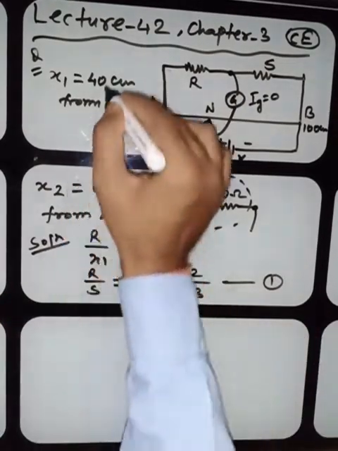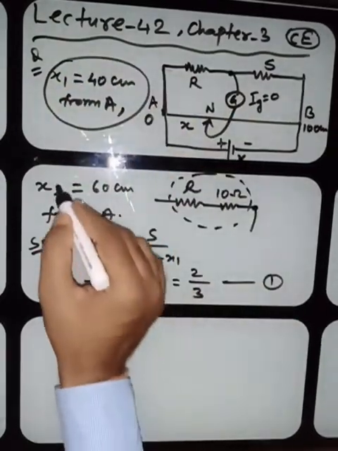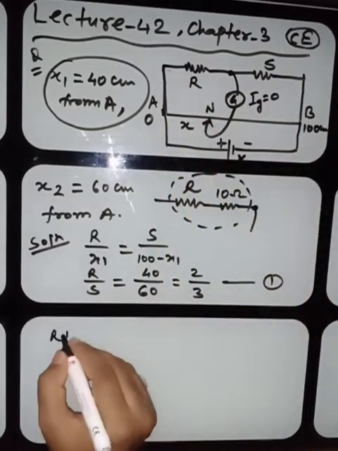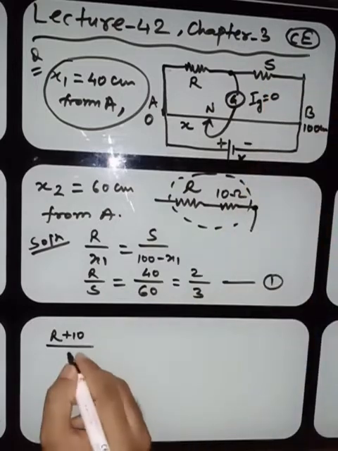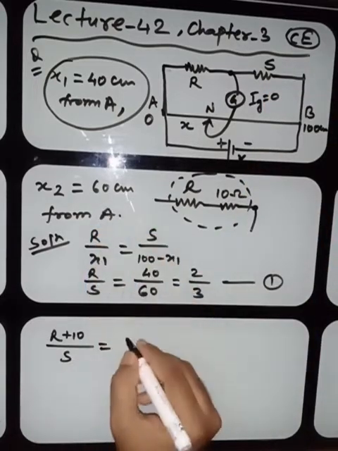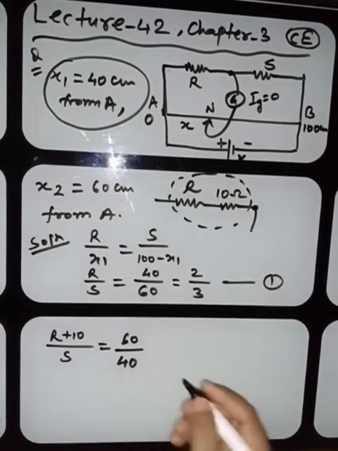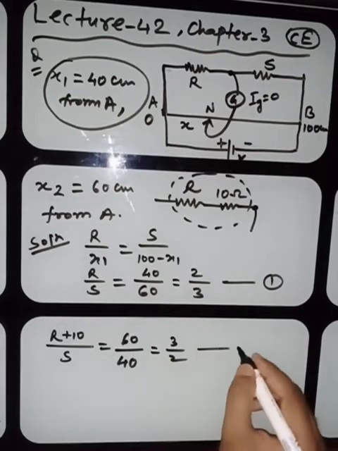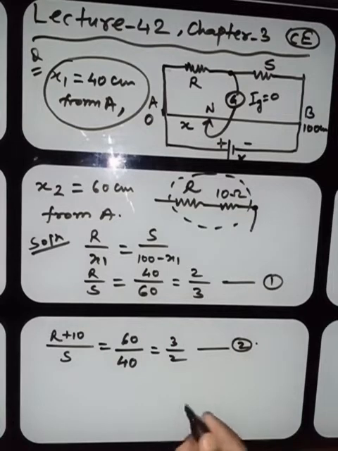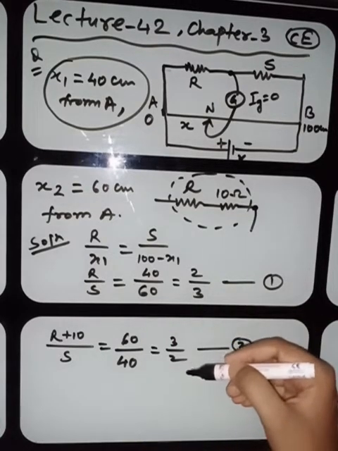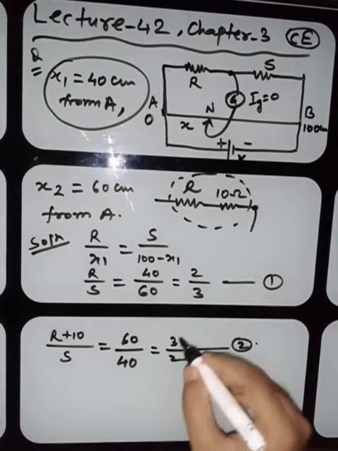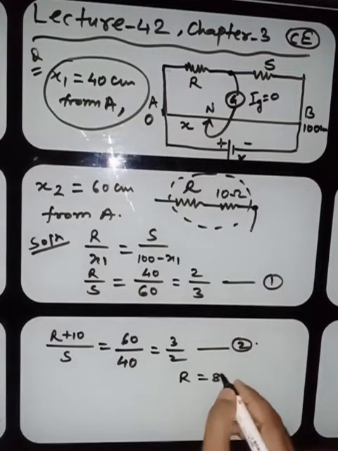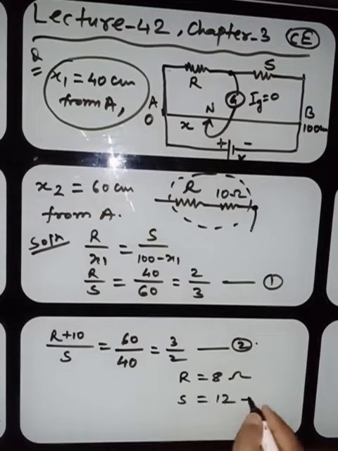Now the second statement. If we use a resistor in series, then what will be the resistance over here? It is R plus 10 divided by S. How much is it? The new balance length is 60, so the other part is 40, and the ratio is 3 by 2. This is the second equation, equation number 2. Now using these two equations, you can solve for the values of R and S. My dear students, you will find R as 8 ohm and S as 12 ohm.